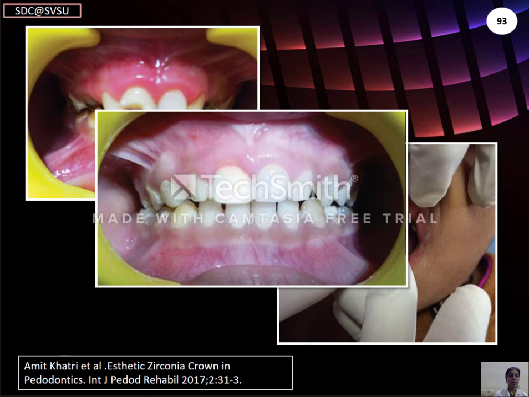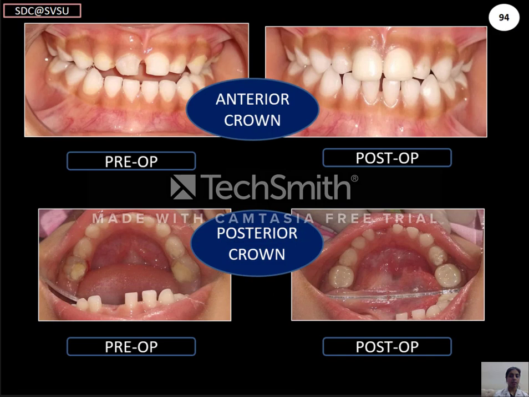a zirconia crown. These are the pictures of two cases who had reported to the Department of Pediatric Dentistry of a college. The first patient had early childhood caries in the anterior teeth, whereas the second patient had caries in his posterior teeth. In both cases, pulpectomy was done, which was followed by restoration with preformed zirconia crowns.